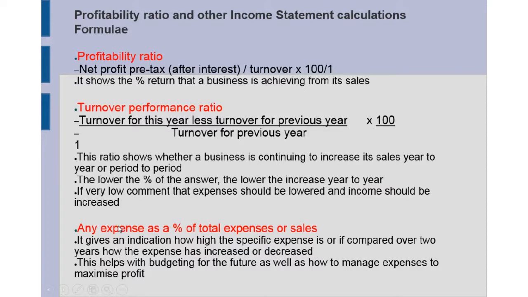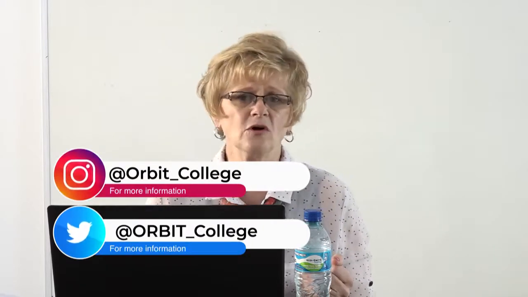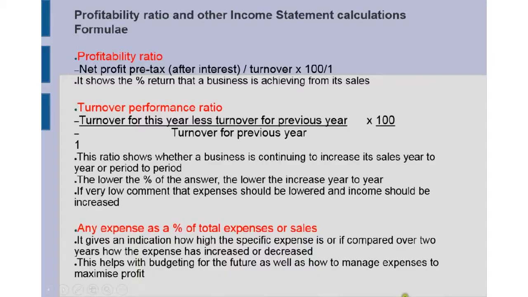For the income statement calculations, they can also ask you to calculate any expense as a percentage of the total sales, or total expenses, or as a percentage of the sales, depending on what the question states. And this will then give an indication of how high the specific expense is, or if it's compared over the 2 years, you can see how this expense has increased. And this will help the budgeting, especially if they see that one expense, like say for example the telephone, has increased extraordinarily in relation to the others, they realize that some of the staff is maybe using the telephone for their personal use, and they can then make a plan and look at this to manage the expenses to maximize their profits.